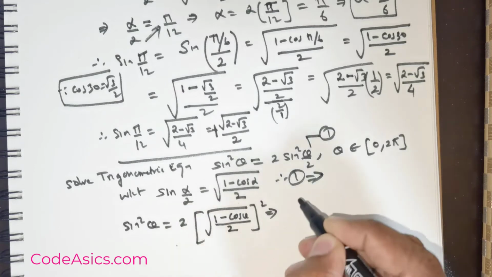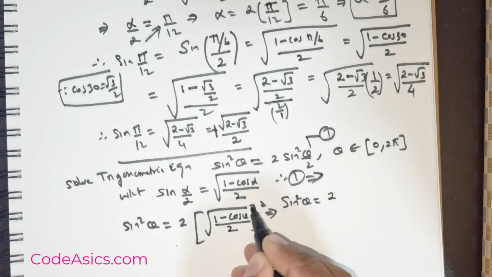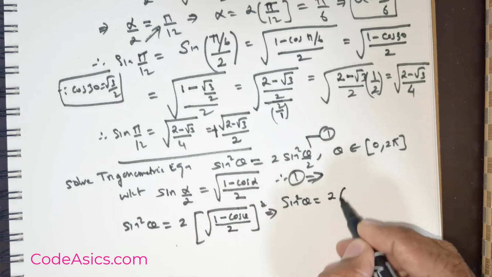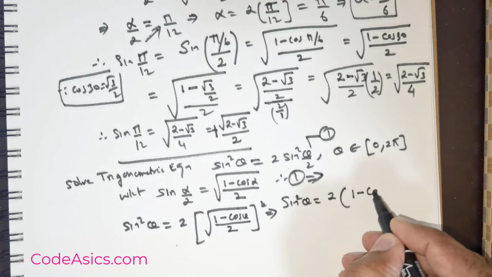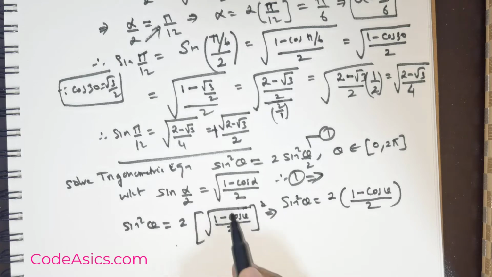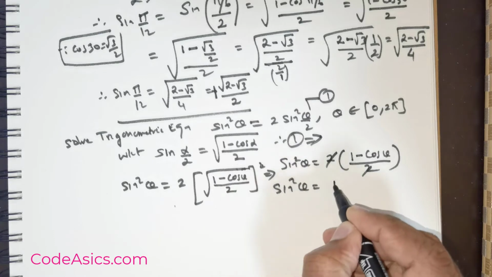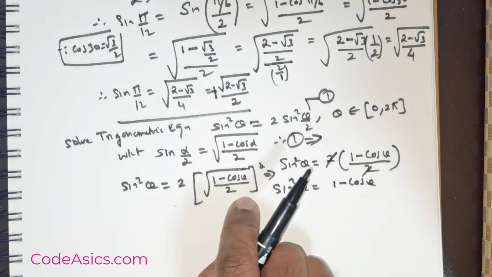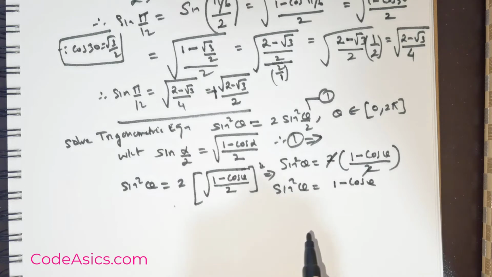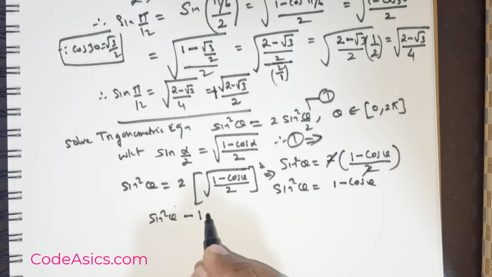So this would mean I now have sine squared theta is equal to 2 times the square and the square root get neutralized, giving me 1 negative cos theta divided by 2, right? Because the entire quantity is within the square root. So the 2 and the 2 can be cancelled, giving me sine squared theta is equal to 1 negative cos theta. I want to take everything to the left side. So I would get sine squared theta negative 1, this becomes positive cos theta is equal to 0.